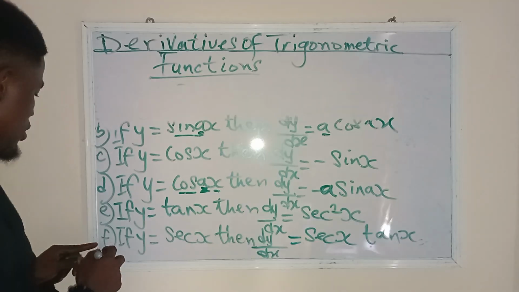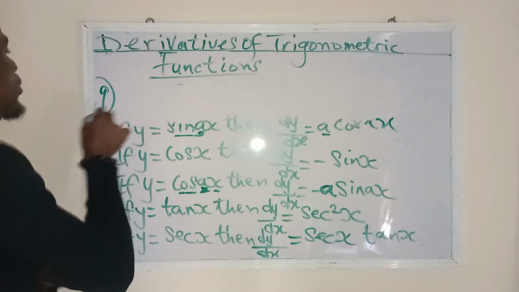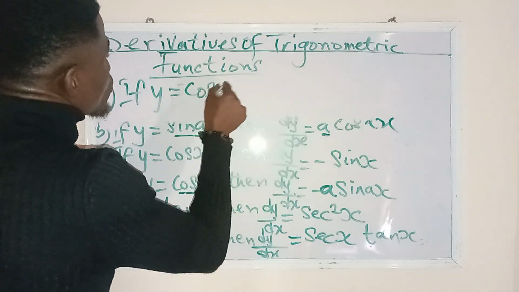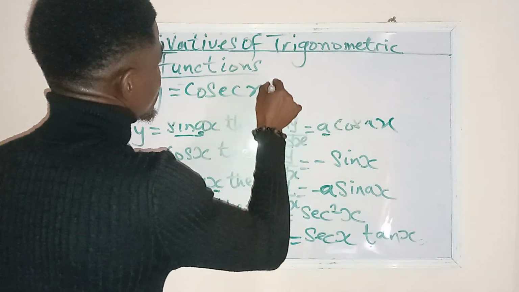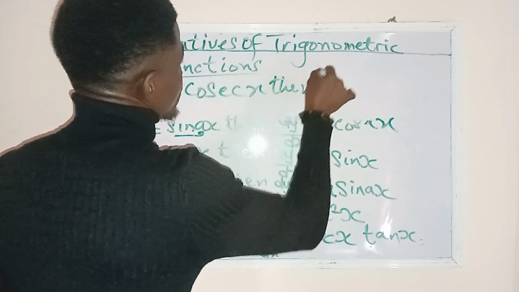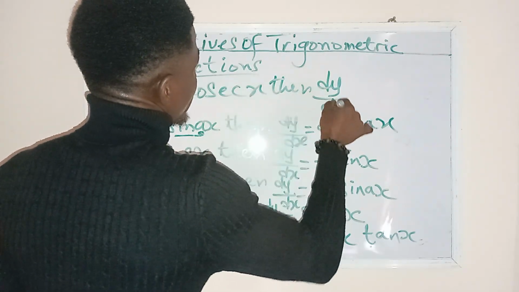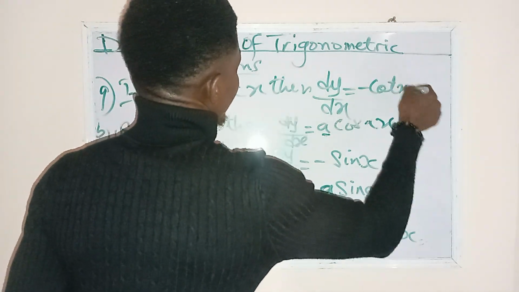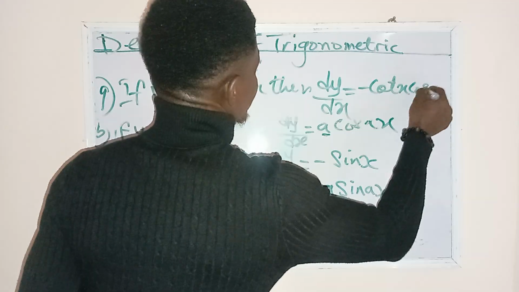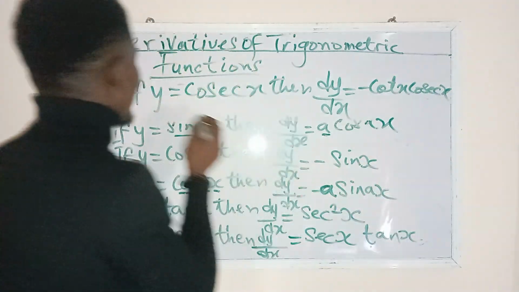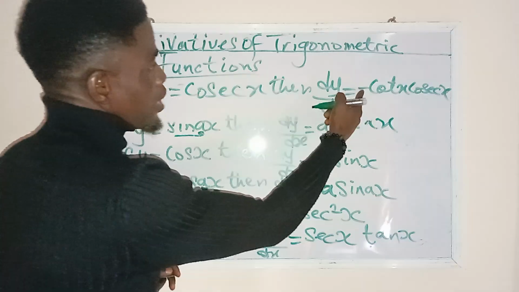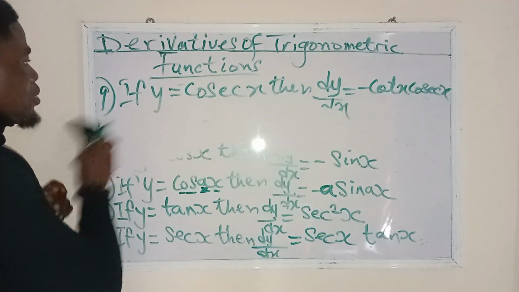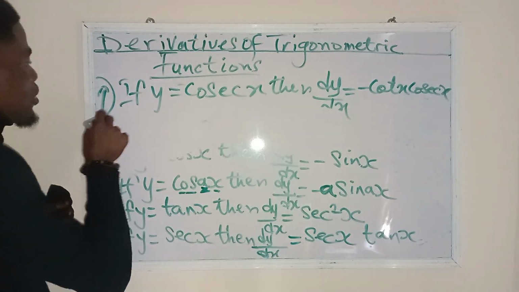Let's say this is E, F, G. If y equals cosec x, then dy/dx is going to be minus cot x cosec x. So we have minus cot x cosec x. Then what is the last one?